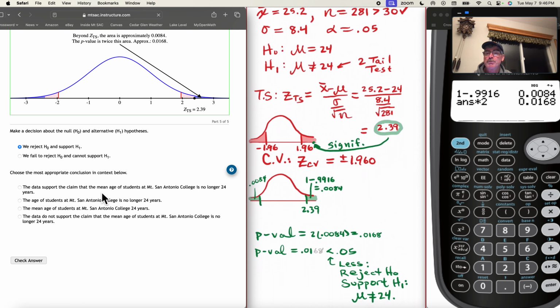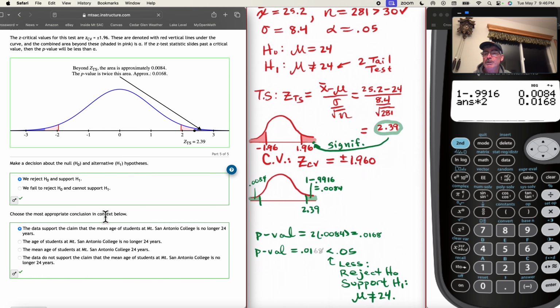Okay, so the data support the claim that the mean age of students at Mount SAC is no longer 24 years. That's that first one, just dead on. Okay, and we should be good to go.